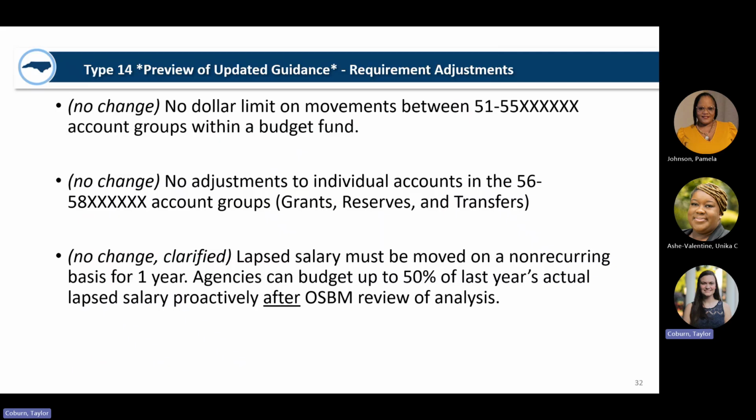Additionally, a clarification for lapsed salary would be that lapsed salary must be moved for a single year. Agencies cannot do two-year revisions that budget lapsed salary use. As a reminder, agencies can budget up to 50% of last year's actual lapsed salary proactively, but OSBM must review the analysis that the agency has done before that revision is approved.